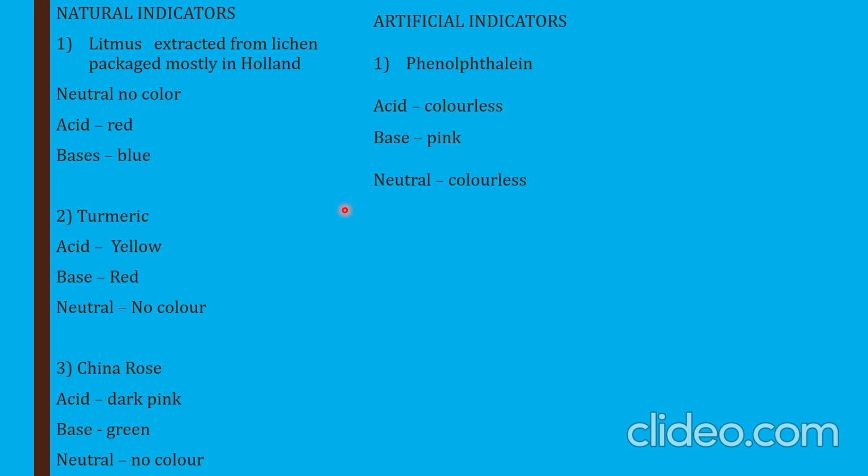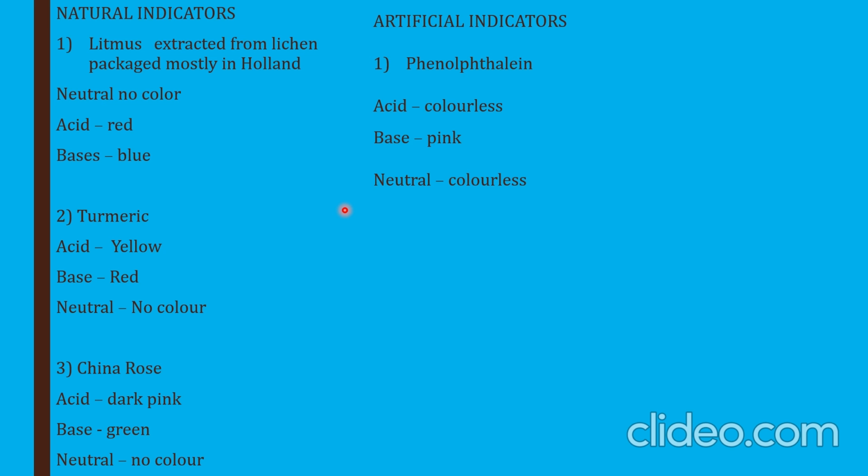Next is the B solution. Now what happened was, the blue paper was dipped in the B solution. It remained blue only. And when the red paper was dipped, it turned into blue. So from this we understand that bases turn red litmus blue.